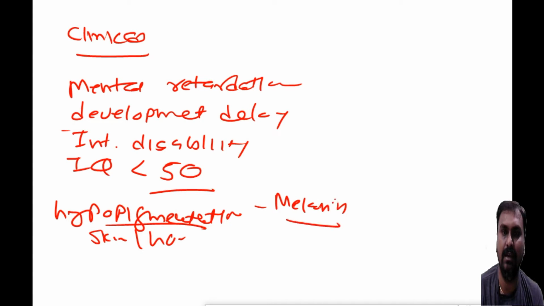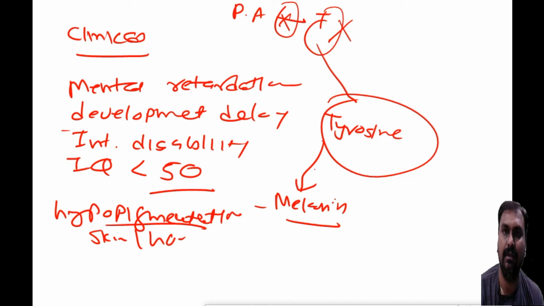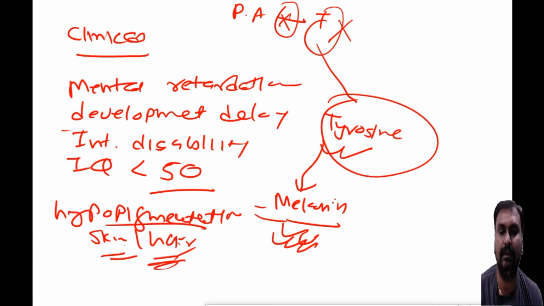Why is there decreased melanin in phenylketonuria? Because tyrosine will not be formed, since phenylalanine is converted to tyrosine. If this enzyme is deficient, then tyrosine is not formed, and tyrosine is a precursor of melanin. We will see that with the help of the tyrosinase enzyme, tyrosine is converted to melanin. If tyrosine is not formed, then melanin is not formed, and in the absence of melanin, light colored skin and hair occur. So these are the symptoms of phenylketonuria.